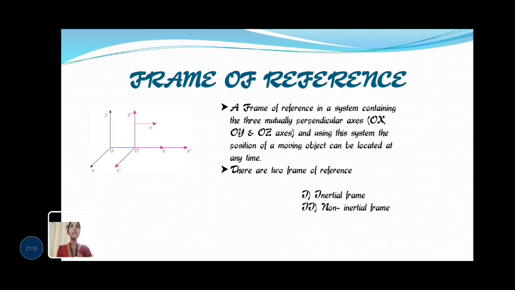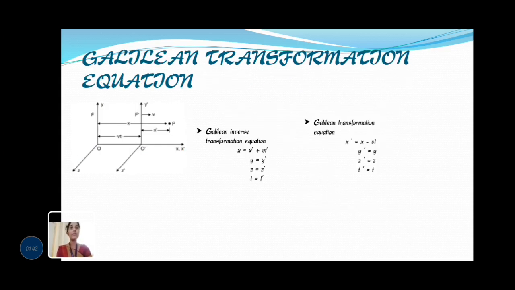There are two frames of reference. First one is the inertial frame of reference. Unaccelerated frames of reference are called inertial frames. They are at rest or moving with a constant velocity v. Newton's laws of motion are valid only in the inertial frame of reference. Second one is the non-inertial frame of reference. Frames of reference moving with an acceleration are called non-inertial frames of reference. Newton's laws are not valid in non-inertial frames of reference.